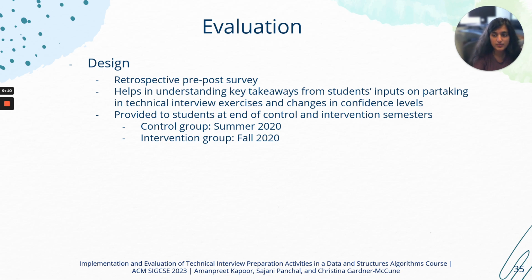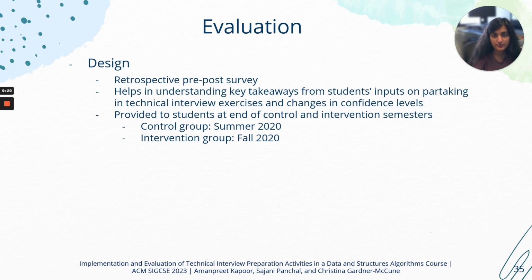In this design, participants state their confidence level at the end and retrospectively determine their confidence level at the beginning of the semester. This type of design allows us to understand the impact that the activities had on participants in regards to their confidence levels and experience.